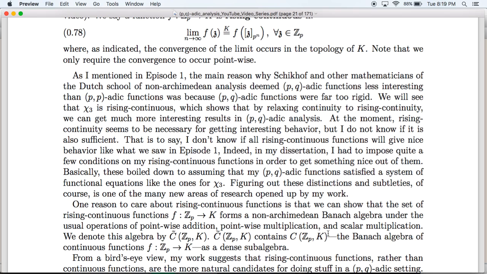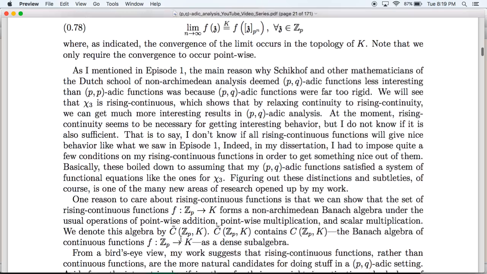C of Zp,K, meanwhile, is the Banach algebra of continuous functions. And as I showed in my dissertation, C twiddle of Zp,K contains C of Zp,K as a dense subalgebra. So the closure of C of Zp,K in C twiddle is C twiddle.